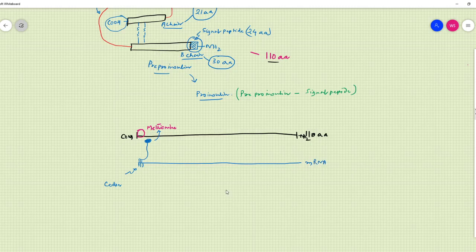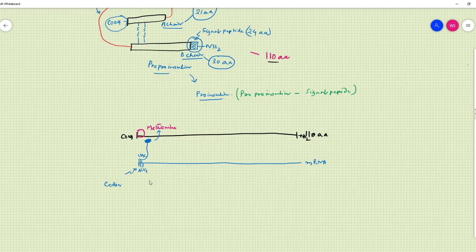Okay, so the anticodon for methionine is UAC. Okay, and the corresponding codon would be adenine, uracil, guanine, AUG. Okay, but this is messenger RNA.